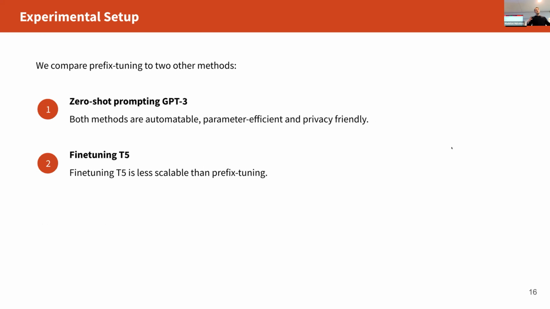Again, we compare prefix tuning, the thing that we did, to 2 other methods. Fine-tuning T5, this is kind of the baseline that we want to get close to or beat, but we're much more efficient. And zero-shot prompting GPT-3. This is a bit of an edgy comparison, as it's not really fair because we were not able to perform our experiments with GPT-3. But just to get an idea of where we are in the space, we wanted to do this as well.